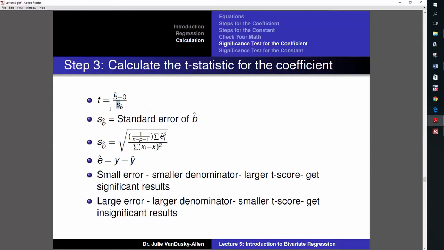Now note that the standard error is in the denominator of the t-score calculation. The smaller the standard error is, the smaller the denominator here is. And the smaller the denominator here is, the larger the t-score should be. This means we are more likely to get significant results as the t-score should be large and different from 0. In sum, when our independent variable predicts our dependent variable well, then our errors are smaller, our standard error is smaller, our t-score is larger, and we get significant results. Alternatively, when our independent variable does not predict our dependent variable well, our errors are larger, our standard error is larger, our t-score is smaller, and we do not get significant results.